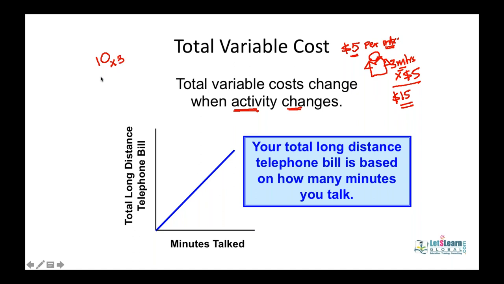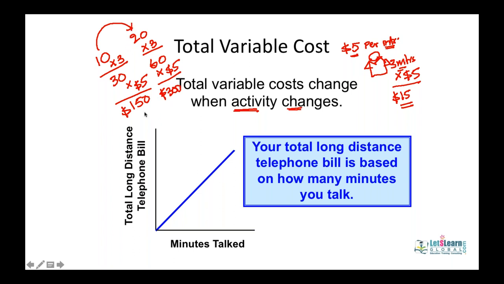When you stitch 10 shirts times 3 meters of cloth, you need 30 meters of cloth times $5 each. So the material cost is going to be $150. Whereas when you plan for stitching, say 20 shirts, each shirt takes 3 meters of cloth, 60 meters of cloth is required. At the rate of $5, it will be $300. See, as the activity changes from 10 to 20, cost changes from 150 to 300.